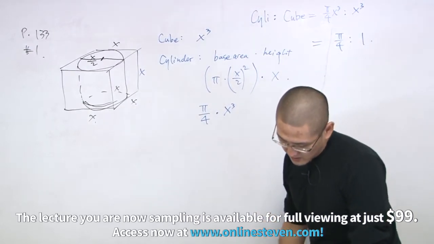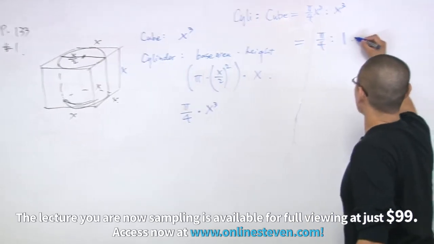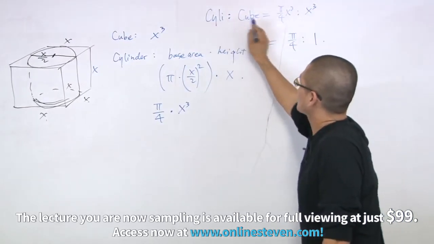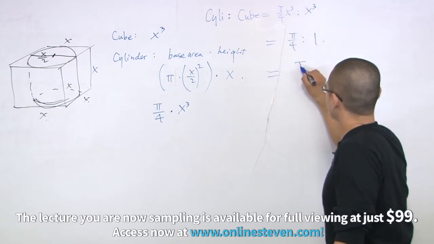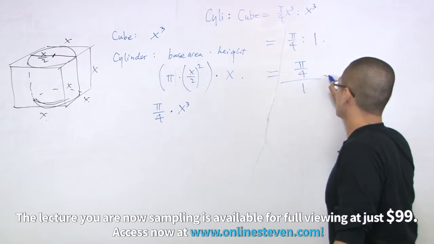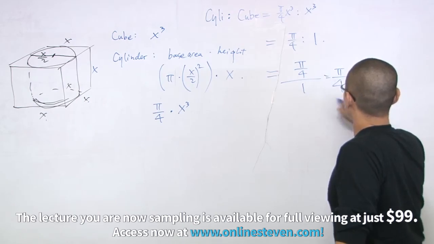Okay. So the ratio, you can also express it as that to that is that over that, right? We can make it into a fraction. So it's going to be pi over 4 over 1, which is pi over 4. Here's another.